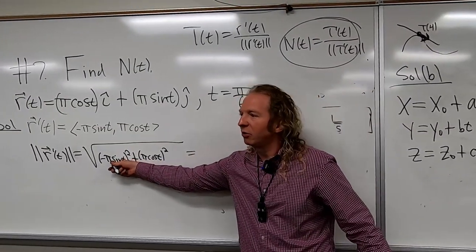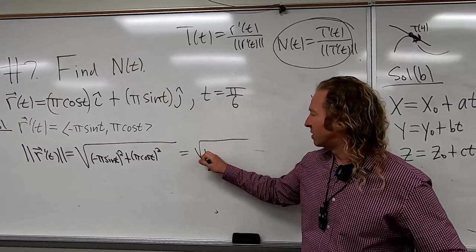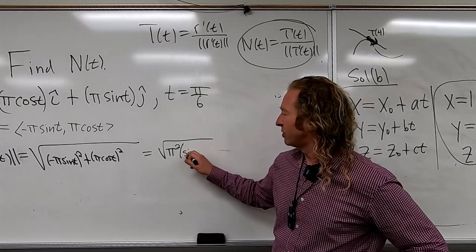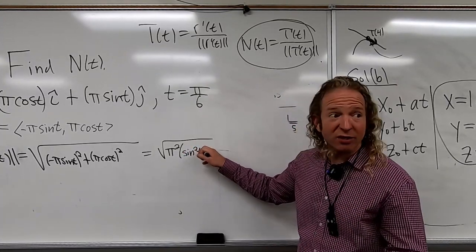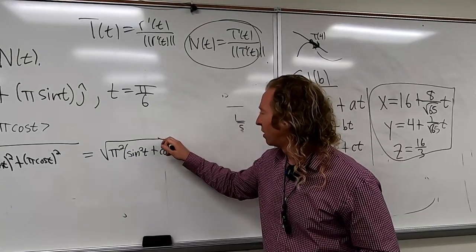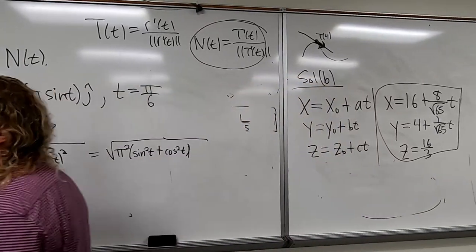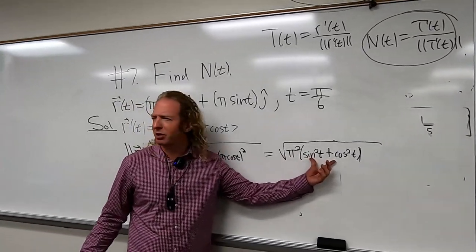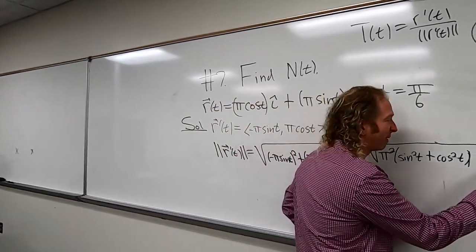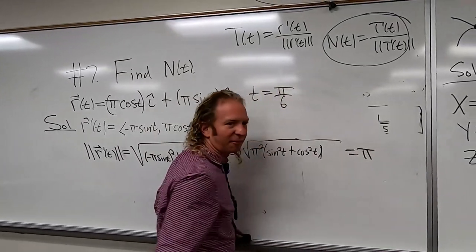The pi squared here, we can pull that out. I'm going to show extra steps. This is pi squared times parentheses sine squared t plus cosine squared t, like that. And then what does the sine squared plus cosine squared become? One. So it's square root of pi squared. So we just get pi. Right? We just get pi. It's really pretty, right?